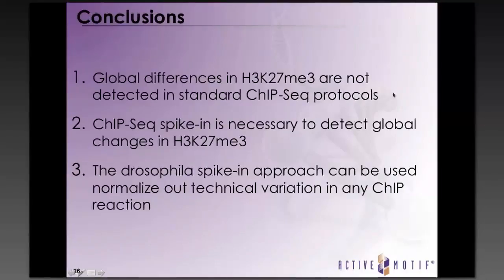In conclusion, what I've shown is that over the years we have not been able to detect global differences in K27-trimethylation by ChIP-Seq. So if we use standard protocols, we don't see these differences. And we've come up with a spike-in strategy that now allows us to consistently detect global changes in K27-trimethylation. And in the last slide, I showed you that a similar spike-in strategy can be used to actually monitor the quality and consistency of your ChIP reactions. And that can be done both for ChIP-Seq and in a ChIP qPCR setting.